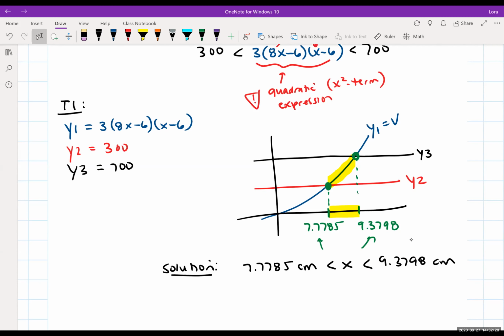Or if you prefer interval notation, then it would be 7.7785 to 9.3798. So make sure you have either of the 2. If you only list the 2 numbers, you're giving the boundary points. You're not giving those particular values. You're only giving the values for which the volume is equal to Y2 or equal to Y3.